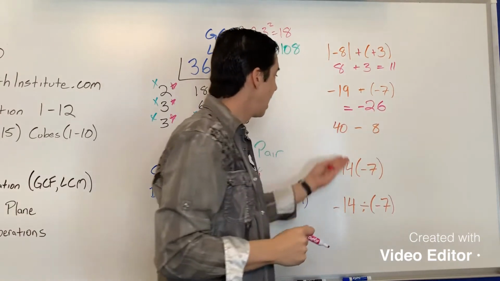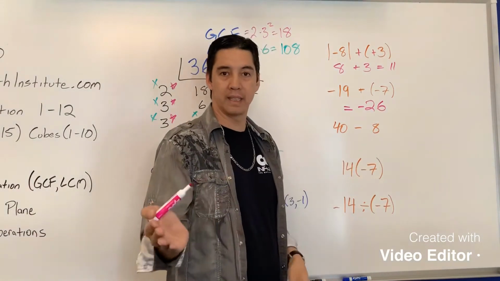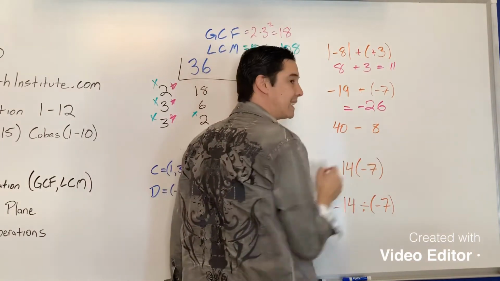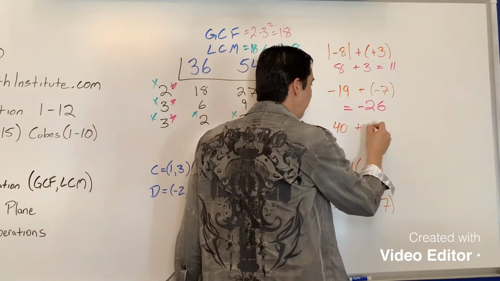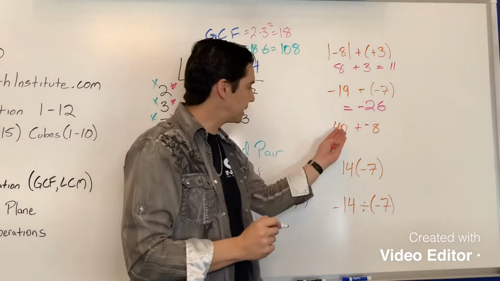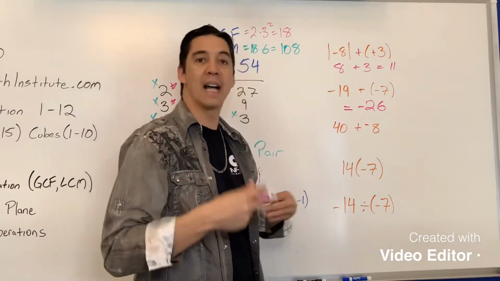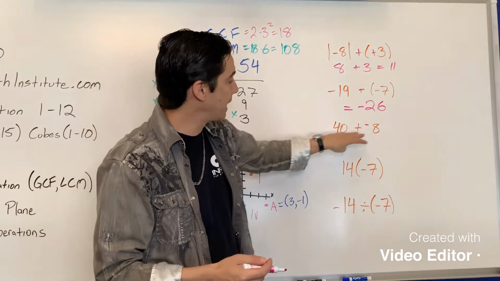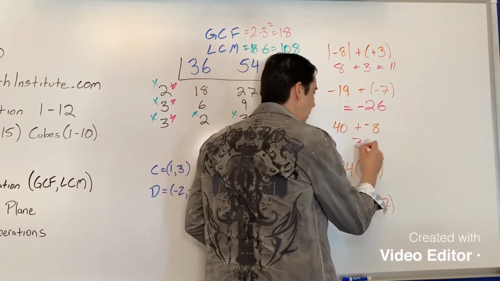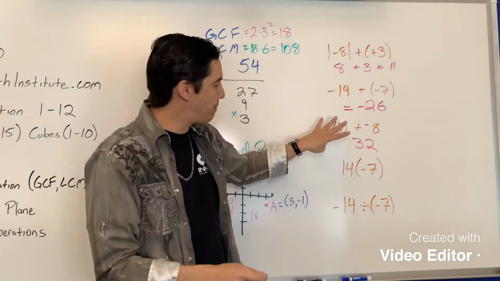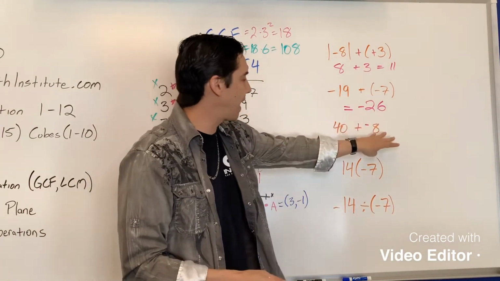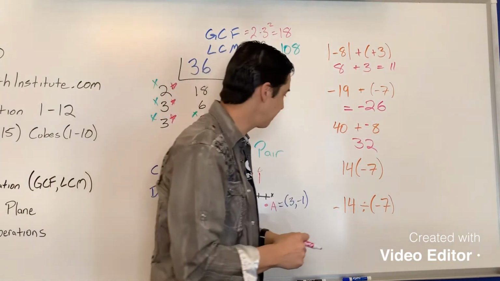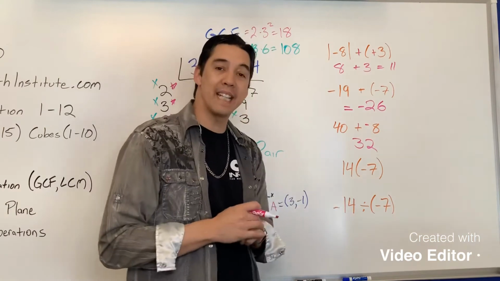Another subtraction problem. What is subtraction? Adding the opposite. 40 minus 8 is the same thing as 40 plus -8. When the signs are different and I'm adding, I subtract and keep the polarity of the greater absolute value. 40 minus 8 is 32. The absolute value of positive 40 is bigger than the absolute value of -8, so I keep the polarity of the positive 40.